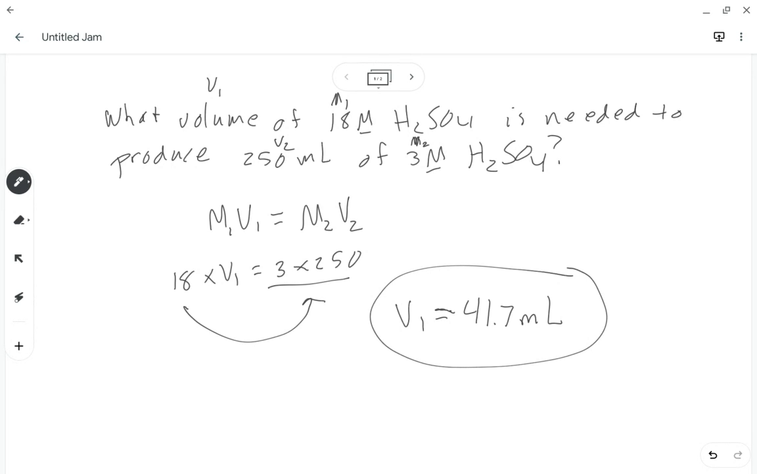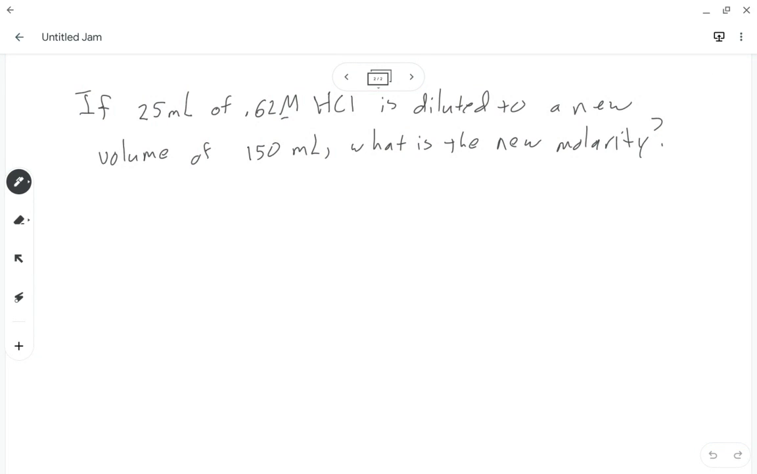So let's look at one more problem. If 25 milliliters of 0.62 molar hydrochloric acid is diluted to a new volume of 150 milliliters, what's the new molarity? So we have a volume, V1, and a molarity, M1. We have a new volume, V2. We want to know the new molarity, M2.